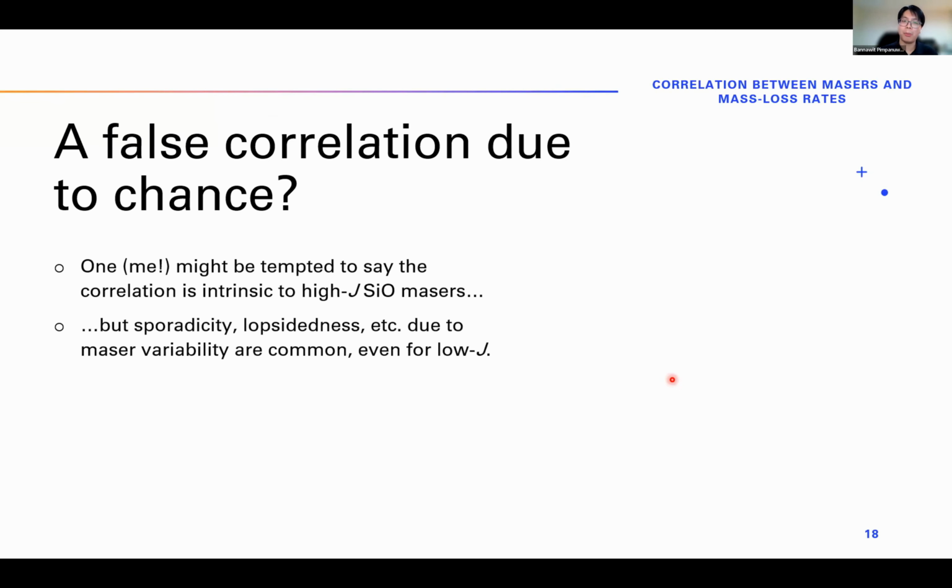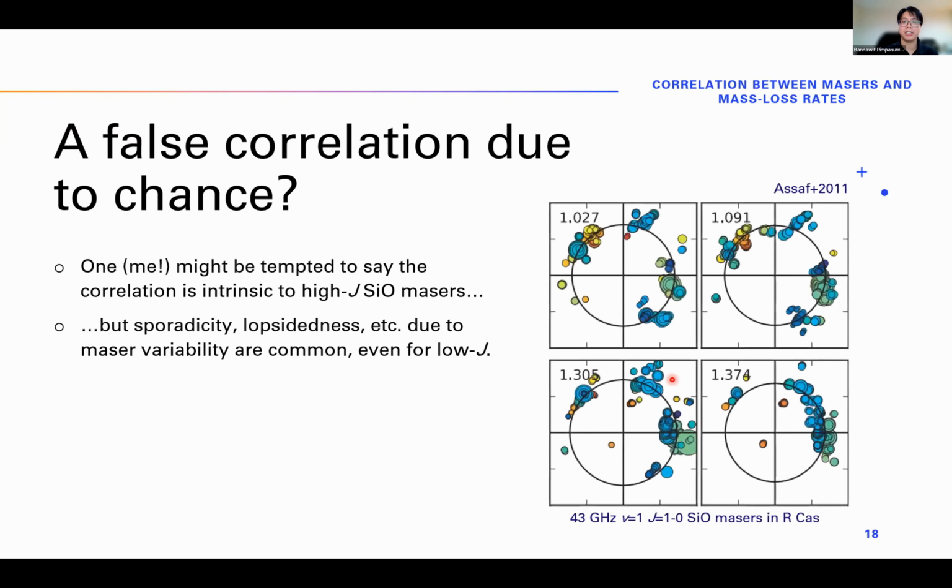it is not uncommon to see sporadic and lopsided SiO emission in evolved stars like this, even for low J SiO masers. So a good example of this is by Assaf et al. in 2011 in ARCAS. And as you can see, even though we expect to see sort of a ring-like structure that I showed early in the presentation, it is still possible to see very clumpy emission everywhere.